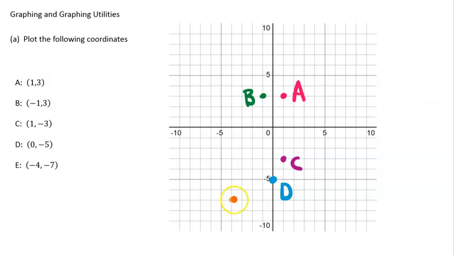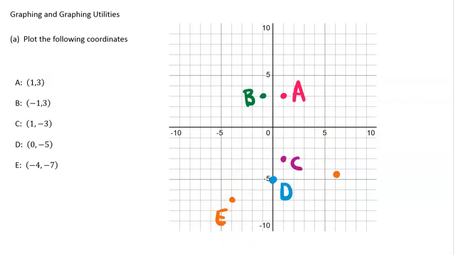When you do this homework online, there is no partial credit for being close. You have to be exactly right. So be careful when you plot points or graph lines. I want to point out something to you. Notice point A is in quadrant 1 right here. B is in quadrant 2. E is in quadrant 3. And C is in quadrant 4.